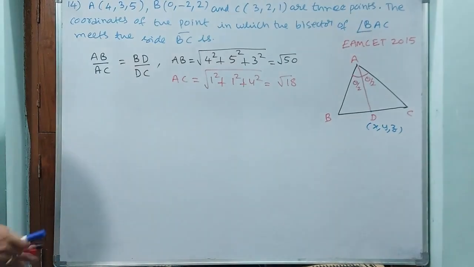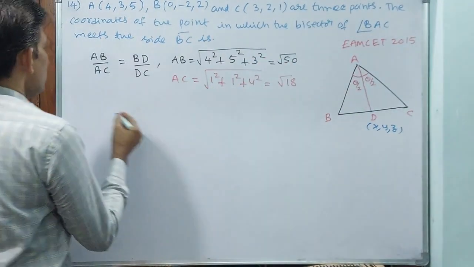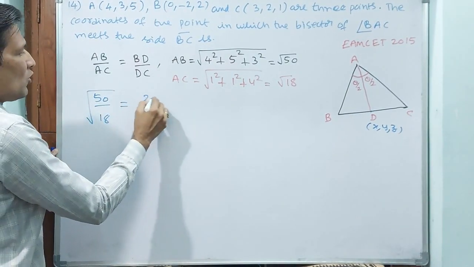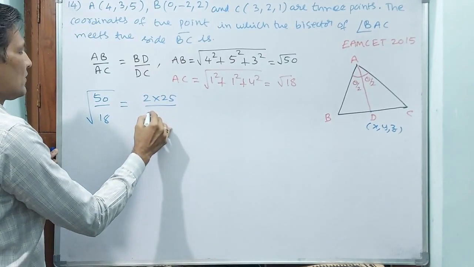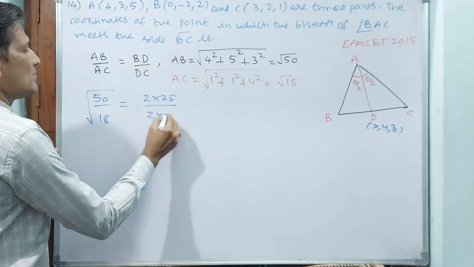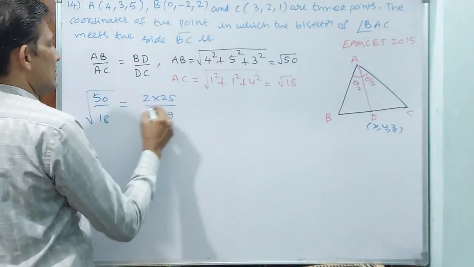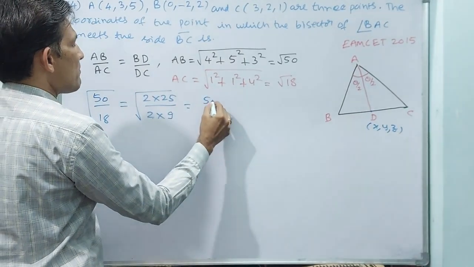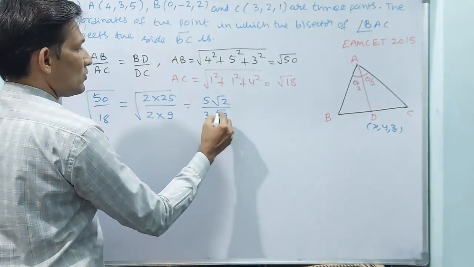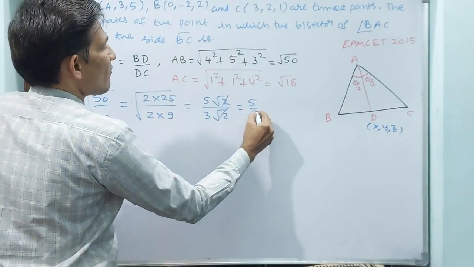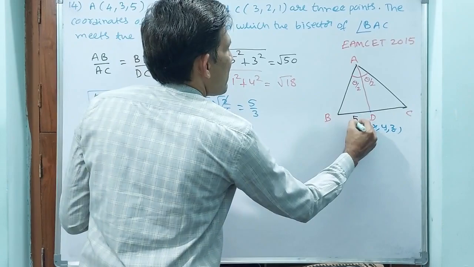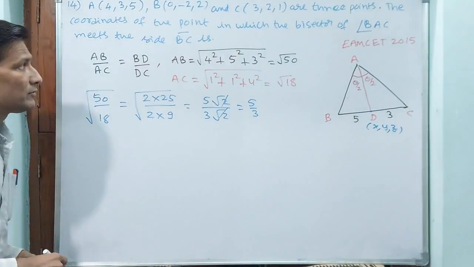See, how we are going to divide these two, AB by AC. Shall I write root 50 by root 18 like this, sir? 2 into 25 by 2 into 9, under root. That means 25 will come as 5, and 9 will come as 3, root 2. Root 2, root 2 will cancel, 5 by 3. That means BD by DC, you have to divide in 5:3 ratio, okay?